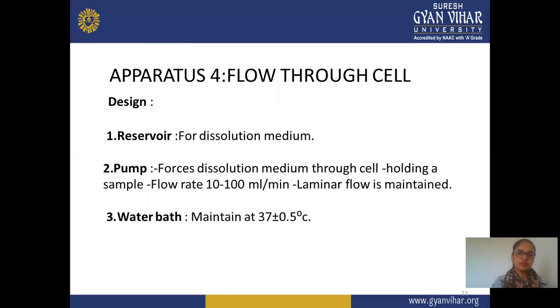Next is type 4 apparatus. Type 4 is the flow through cell, and in this design there is a reservoir for the dissolution medium. A pump forces the dissolution medium through the cell holding the sample, and 10 to 100 ml per minute laminar flow is maintained. Means continuous flow takes place in this apparatus with the help of laminar flow, and the speed is 10 to 100 ml per minute for this medium flow. The water bath is maintained at 37 degrees Celsius plus or minus 0.5 degrees Celsius.